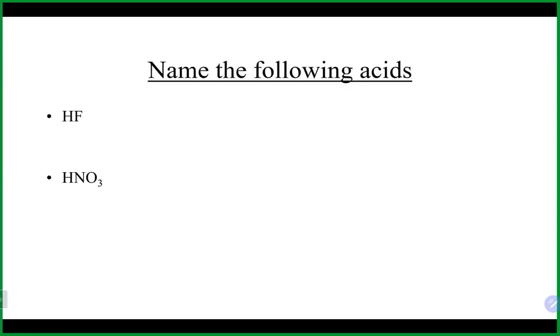All right, so we kind of solved both of those. HF has no oxygen, so that should be hydrofluoric acid. And this one does have our oxygen, and that was, as we saw earlier, nitrate, which means it should then become our nitric acid. Any questions on acids or how to name it?